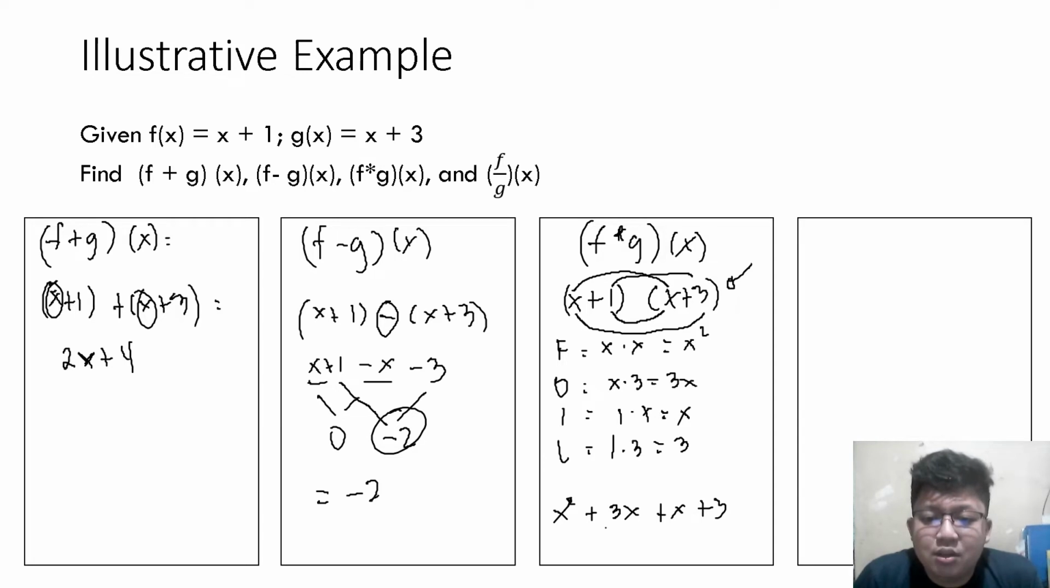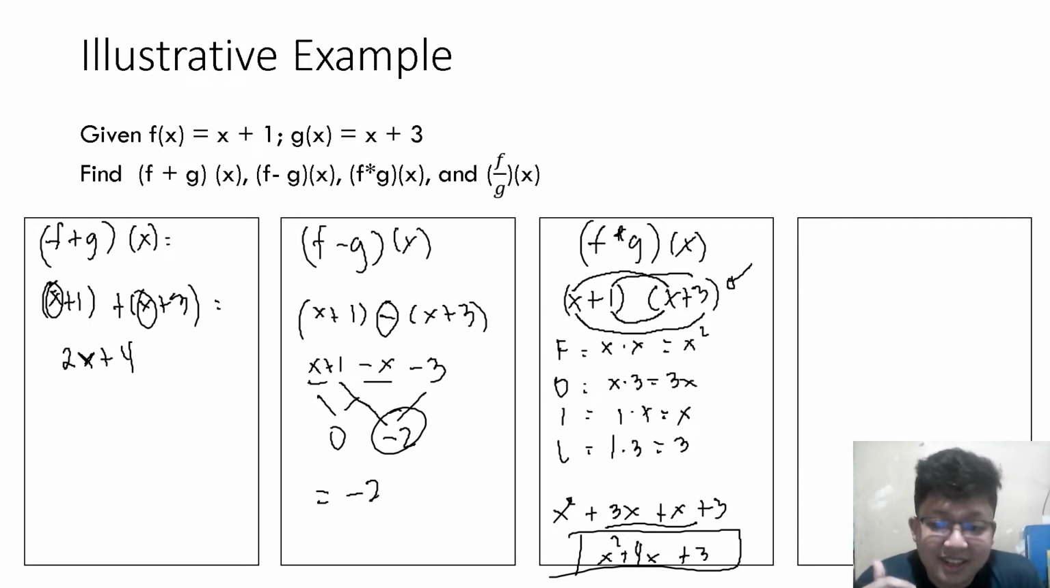So x squared plus 3x plus x plus 3. Ayan. So solve lang natin sila. 3x plus x, we have 4x. And then here, I have plus 3 and x squared here. So my final answer is x squared plus 4x plus 3. Okay? Are we here? Can we now go on to the next one?